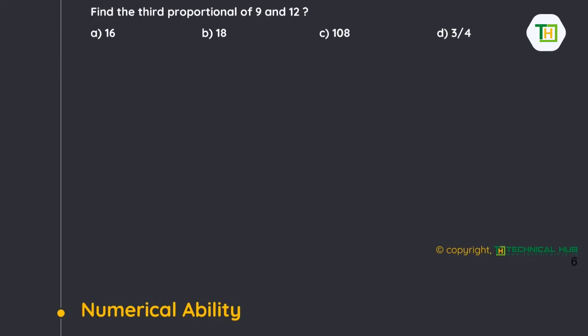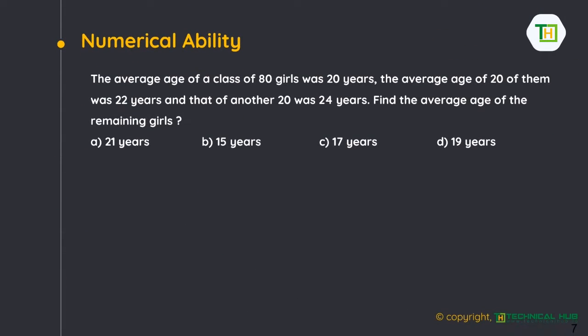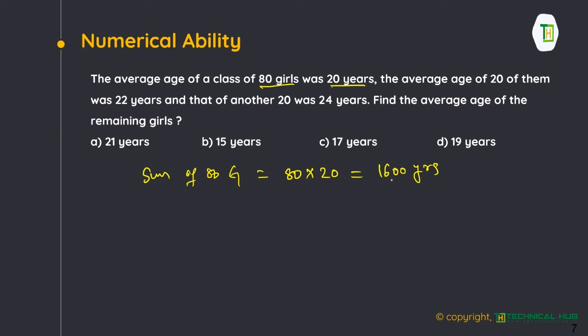Next question. The average age of a class of 80 girls was 20 years. 80 girls, average is given as 20 years. So automatically the sum of 80 girls is equal to average into number of girls. Average is 20 and the number of girls is 80, which is equal to 1600 years. Sum of 80 girls is equal to 1600 years.